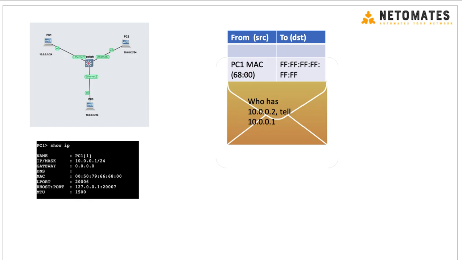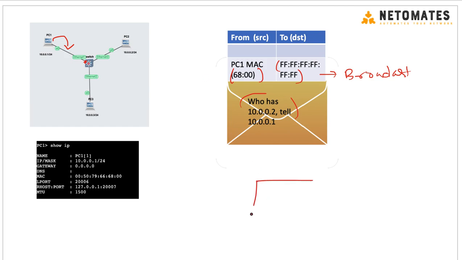Basically an ARP request looks like this, right? Source MAC address will be PC1's MAC address, destination will be all F's because PC1 doesn't know the MAC address of PC2, so it will use this address to send the packet to all the devices in the same network. And inside the packet, the question is who has 10.0.0.2. Once this goes onto the cable, it will travel and reach Ethernet 1 on the switch.